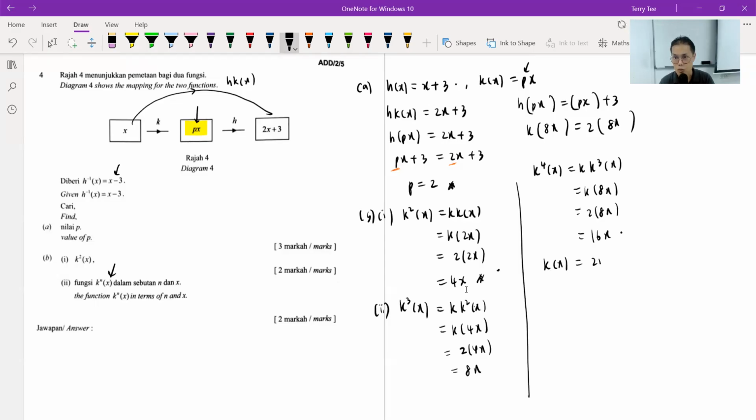Kx is 2x. K2x is 4x. 4x is basically 2 power 2x. And maybe I write here this as 2 power 1x. And I know k3x is 8x. 8 is 2 power 3x. K4x is 2 power 4x. This is what we call making conclusion by induction in your normal maths, right? The logical reasoning. So your k n x therefore gives us 2 power n times x.